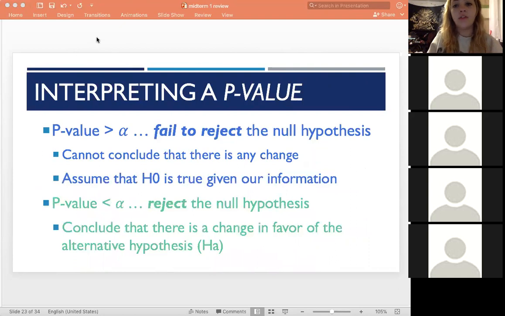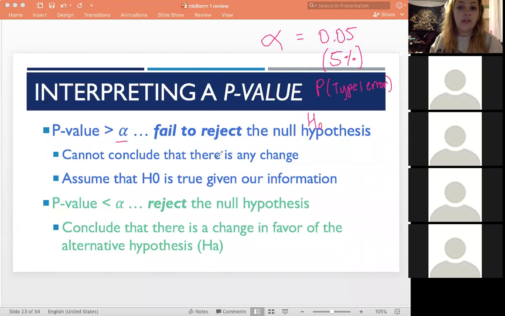So remember, in Minitab or StatCrunch, whatever, you get a p-value, and we want to make sure we're able to interpret that. Our alpha level we often set at 0.05, which is 5%. That's our probability of a type 1 error, which we'll get into. That's our significance level, so we compare our p-value to that. If our p-value is greater than our alpha level, we fail to reject the null hypothesis, which means we can't conclude that there's any change.